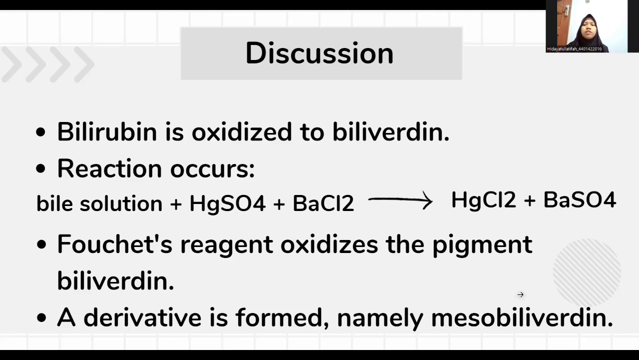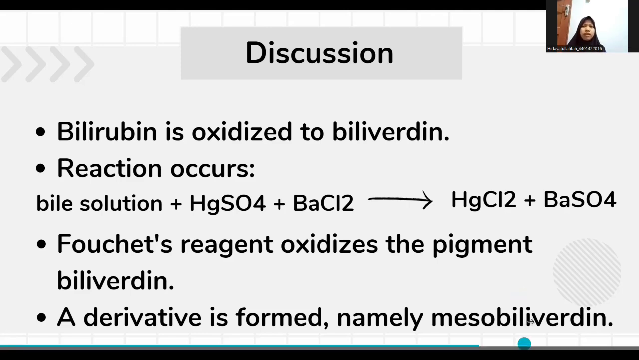Bile solution plus mercury oxonium sulfate plus barium chloride becomes mercury chloride plus barium sulfate. Mercury chloride is a liquid or filtrate that we throw away. Meanwhile, barium sulfate is the precipitate that we pour on filter paper. Then the addition of Fosse's reagent oxidizes the biliverdin pigment, which is absorbed by the precipitate. The iron chloride in Fosse's reagent oxidizes the pigment to form a bluish-green derivative called mesobiliverdin on filter paper.